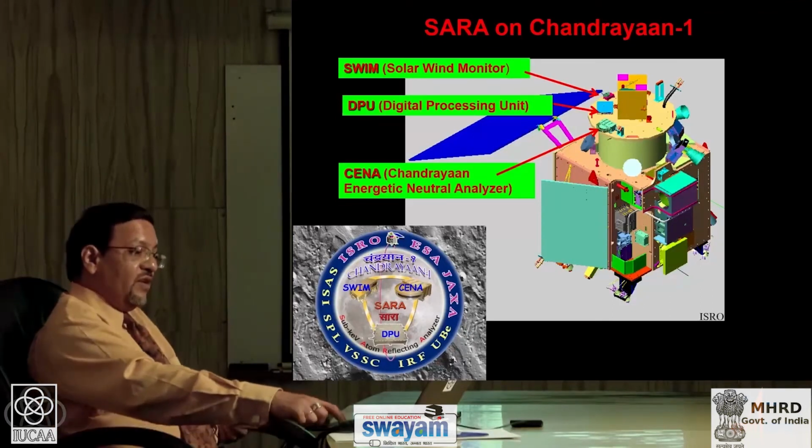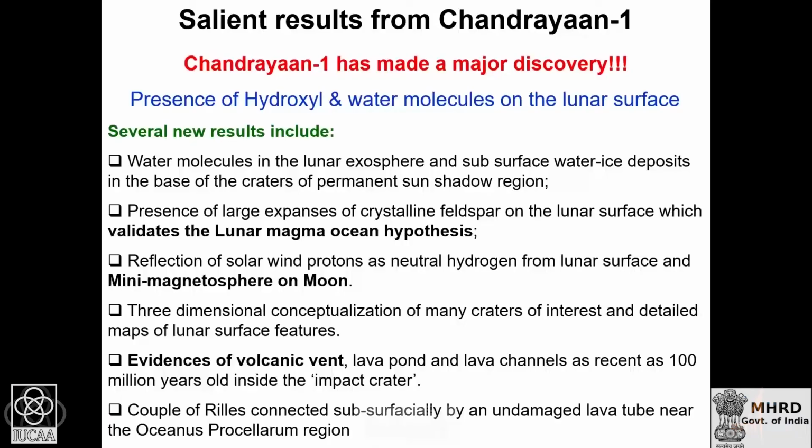Chandrayaan I has given a lot of interesting science results, including the discovery of water on the Moon. Before Chandrayaan I, we all thought that Moon is bone dry, there is no water on the Moon, but Chandrayaan I mission has told us that no, water is present on the Moon, not only on the surface, but also in the atmosphere in the form of water molecules.